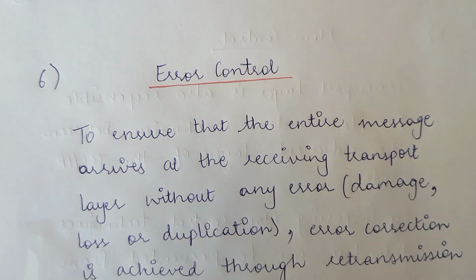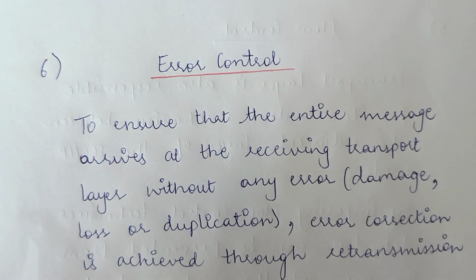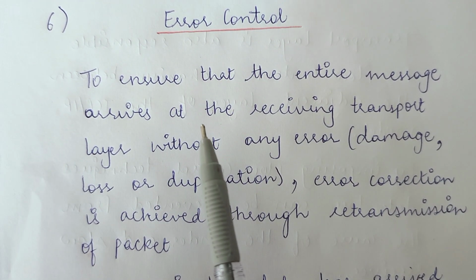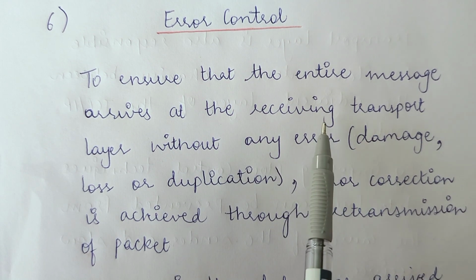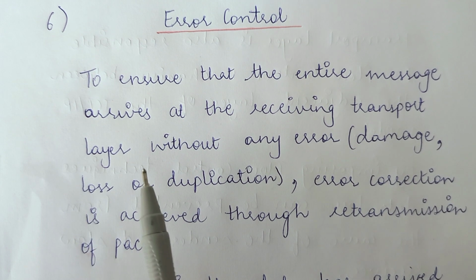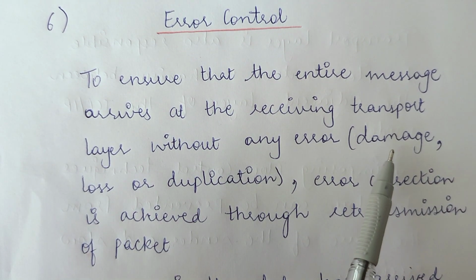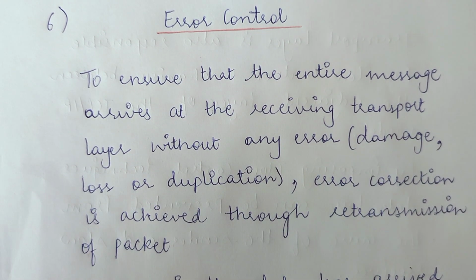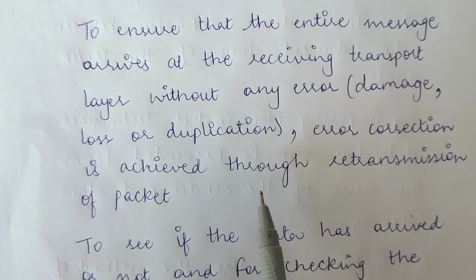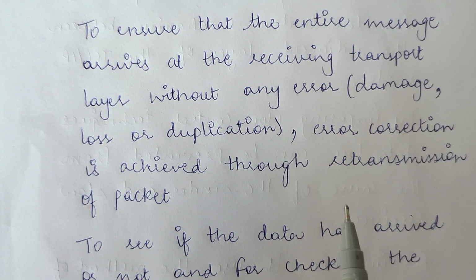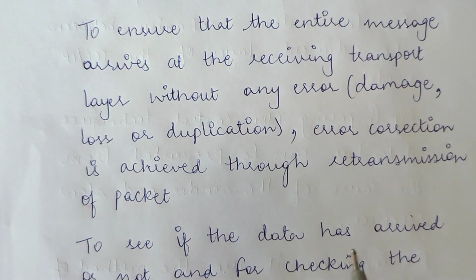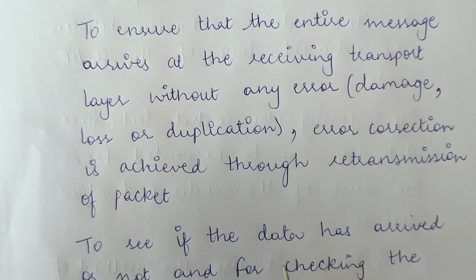Now the last service provided by the transport layer is error control. Error control basically ensures that the entire message arrives at the receiving transport layer without any error. And when I say without any error, that means no changes in the bits whatsoever, no damage, no loss, and also no duplication of data. Error correction is achieved through retransmission of packets. Whenever there is a loss of data, or a negative acknowledgement, or no acknowledgement received for particular data, you retransmit it from the sender side.